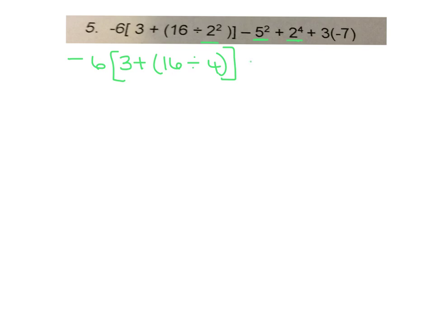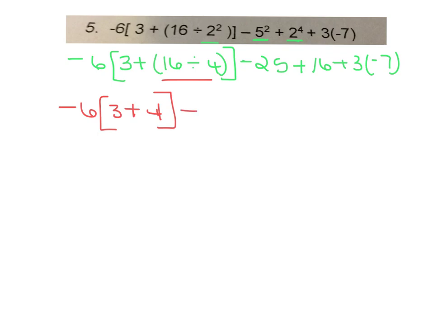Now I'm going to jump over here. This is minus. I haven't done that yet. 5 squared is 25. Plus 2 to the 4. 2 times 2 is 4, times 2 is 8, times 2 is 16. Okay, so I still have parentheses. Inside my parentheses I have addition and division. I have to do division next. So now I've got negative 6, 3 plus 16 divided by 4 is 4.